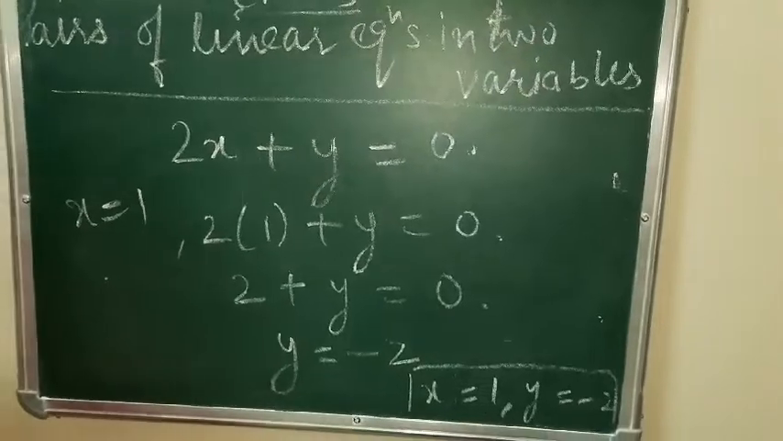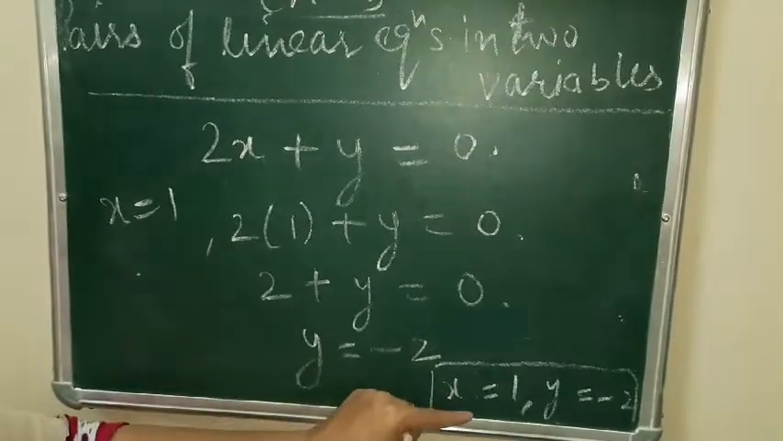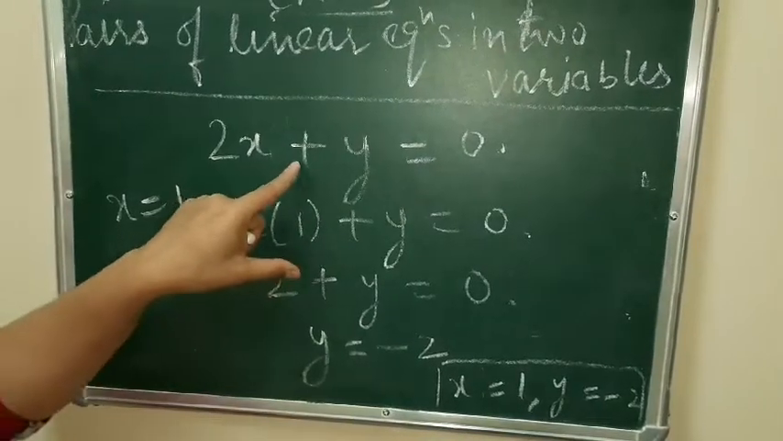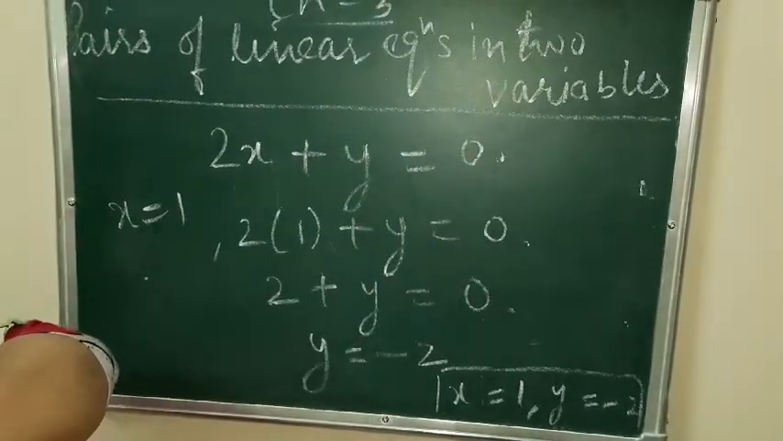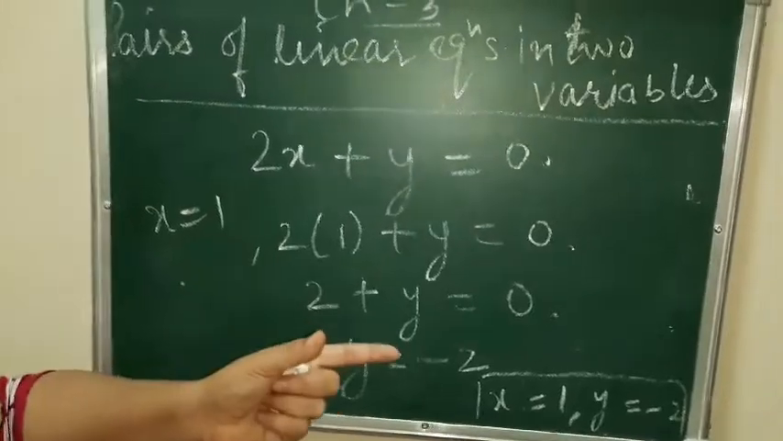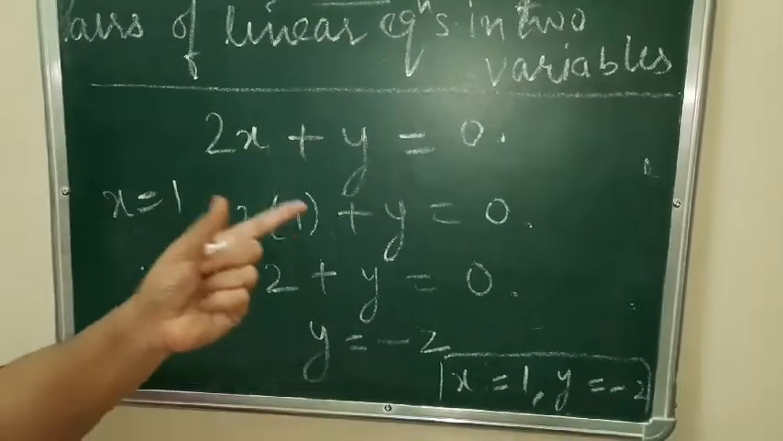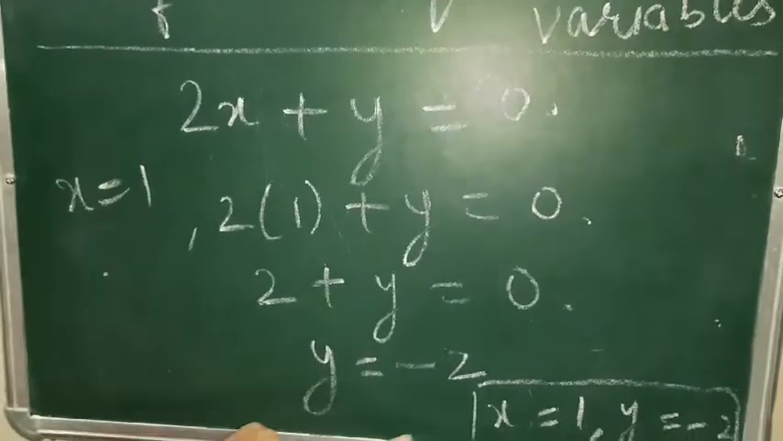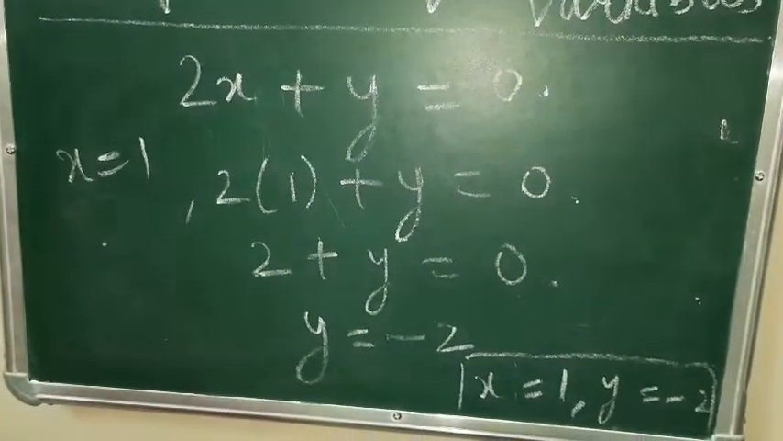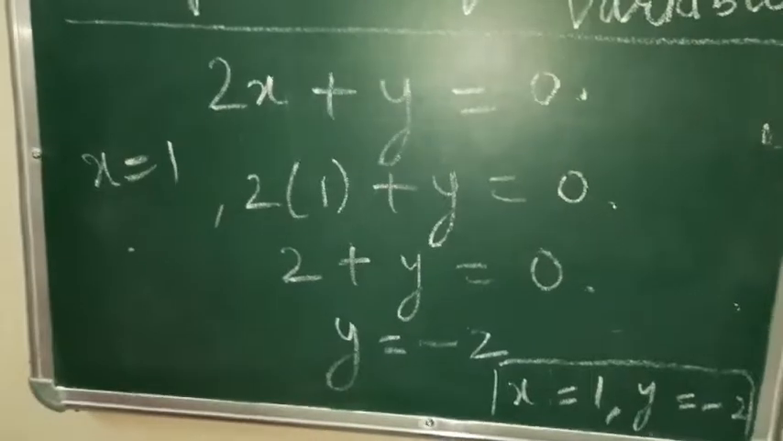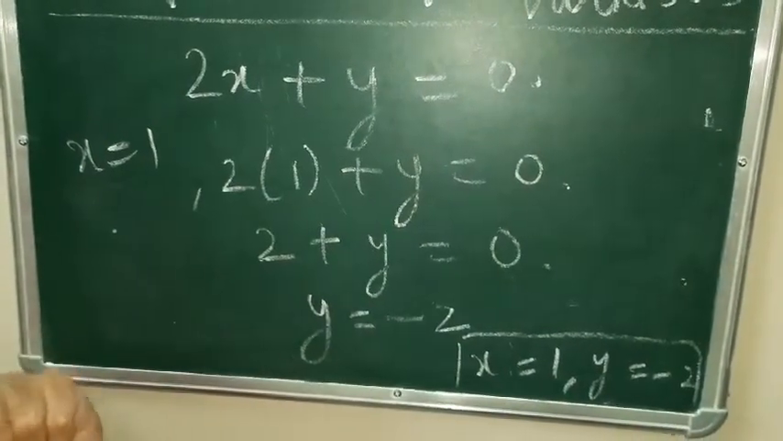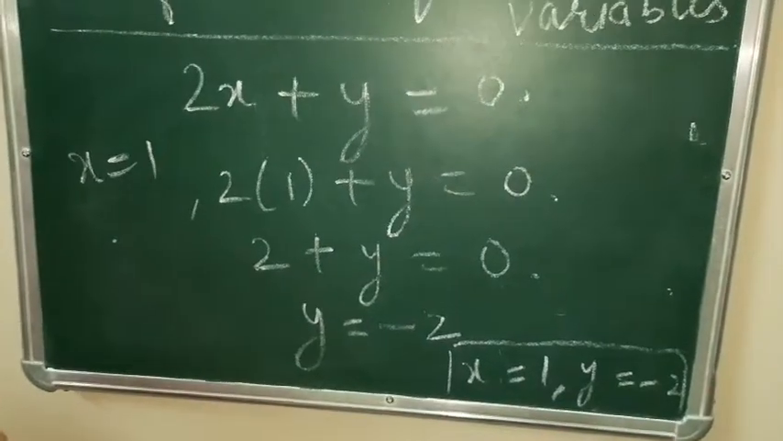Now, what do you mean by solution of this equation? That means if you put these two values in this equation, you will get LHS equal to RHS. The values which you put, if you are getting LHS equal to RHS, those are called the solutions of the linear equation. Also, we can have infinite solutions for any one linear equation. This all we have studied in class 9.